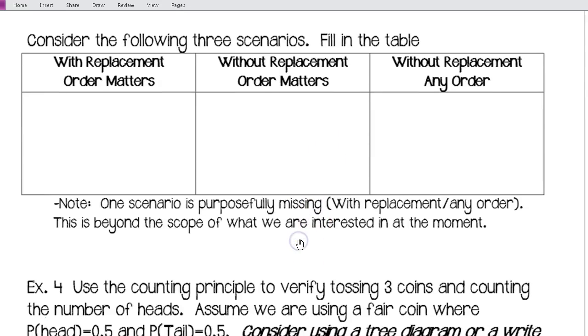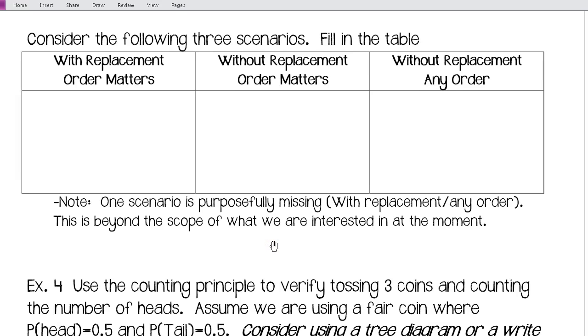So let's consider the following 3 scenarios. Let's fill in the table. We're again talking about picking our 3 letters out of the bag. So with replacement, order matters. We have 26 choices for the first, and then 26 choices for the second letter because we're replacing them, and 26 choices for the third. So these would be the number of possible outcomes if we were picking our 3 letters from the bag.